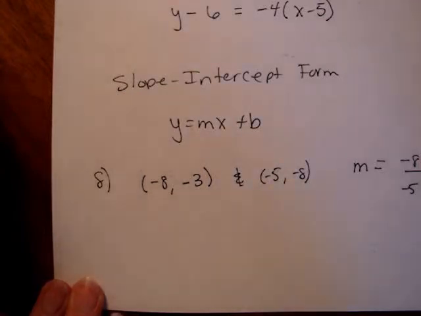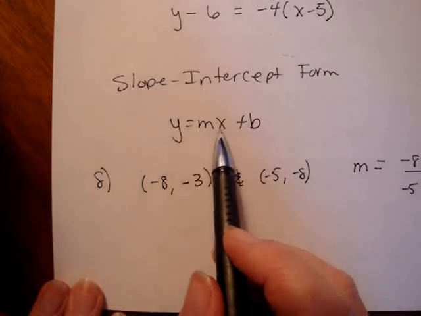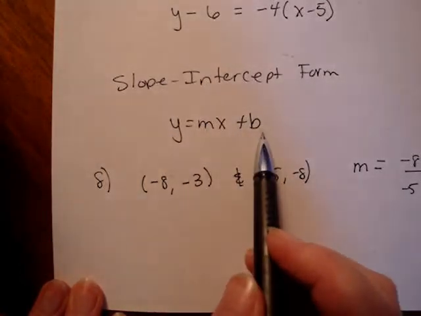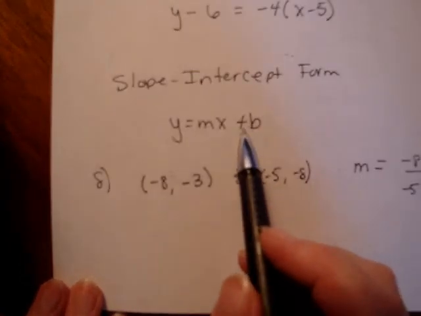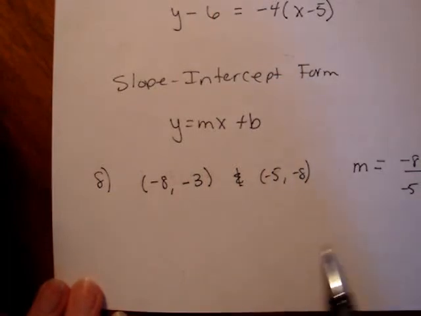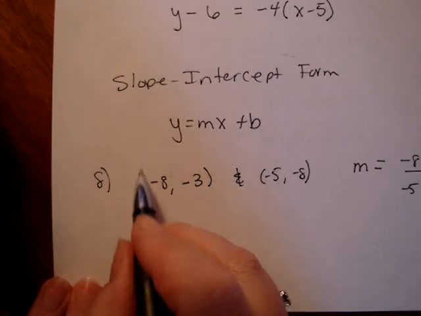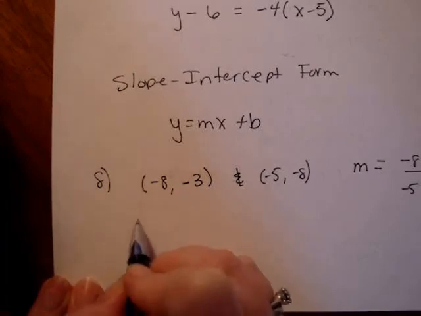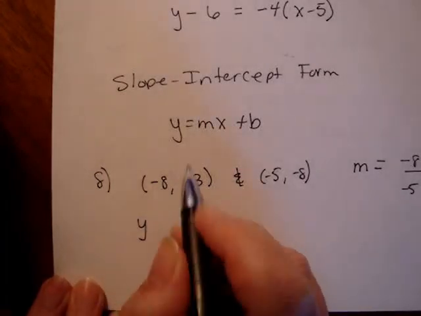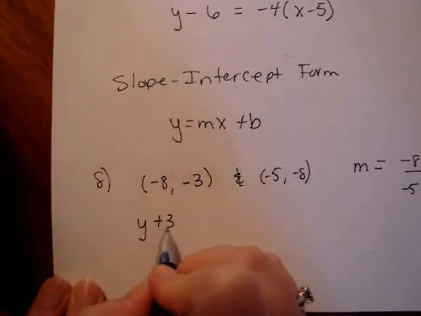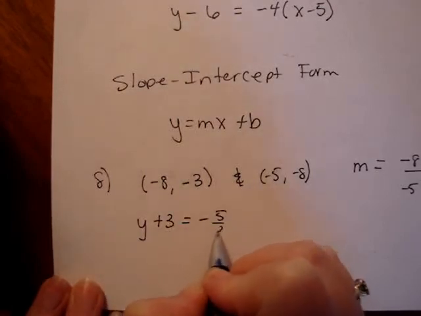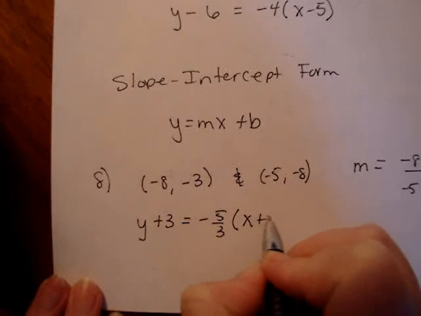A lot of students, and I think someone must have taught them this, put the slope in here and then put one of the points in here to solve for b and then put it back in. And you can do it that way, but that's really needless number of steps there. So let's use our good old point slope form. Y minus, I'm going to use the first point, so minus a negative 3 is plus 3 is equal to negative 5/3 times x plus 8.